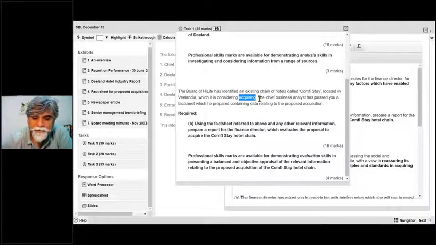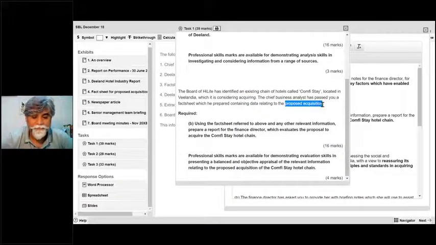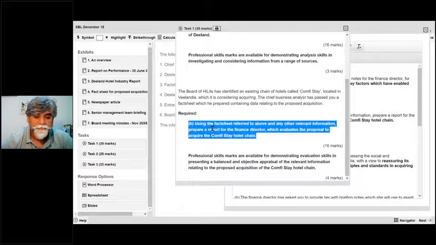The chief business analyst has passed you a fact sheet which he prepared containing data relating to the proposed acquisition. Another keyword: SFA required. Using the fact sheet referred to above, just a minute, guys, I'm getting a call from the ACCA office.